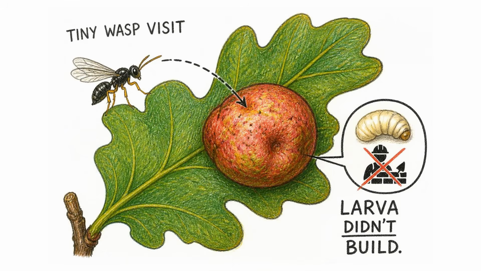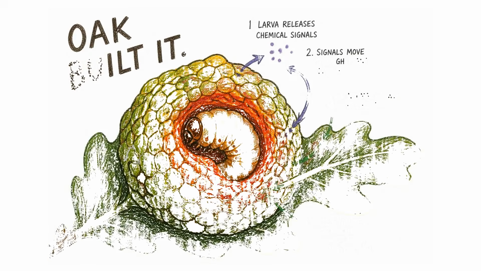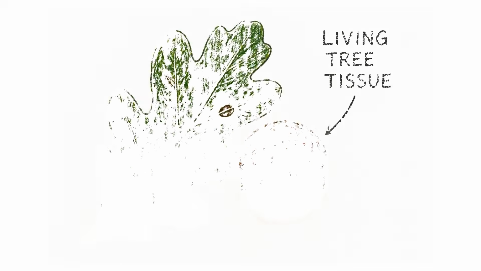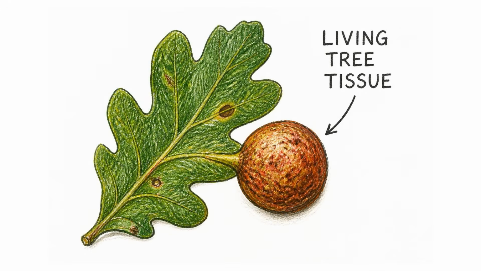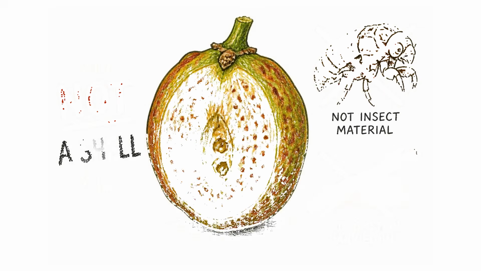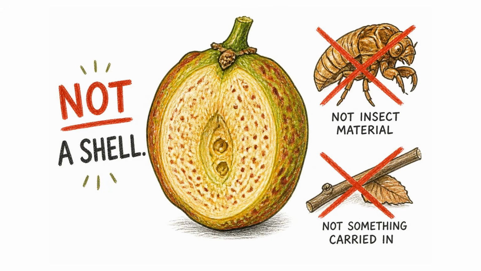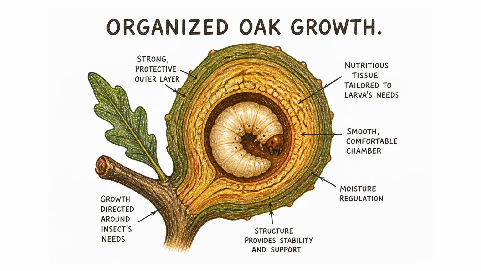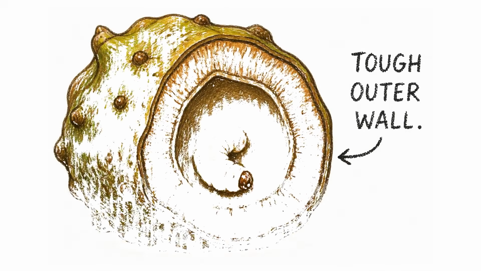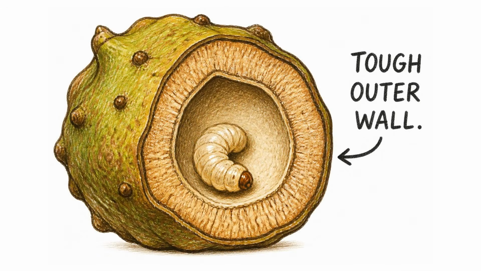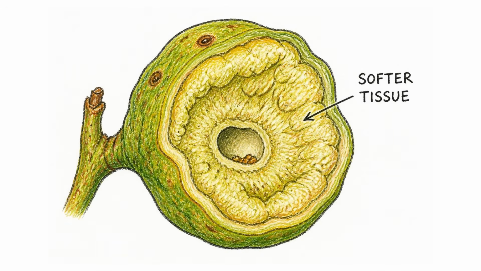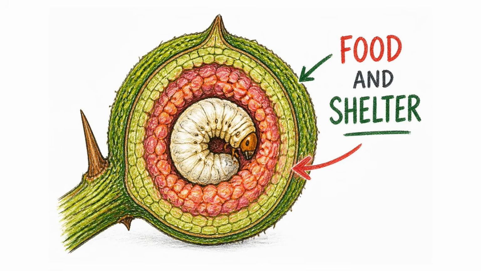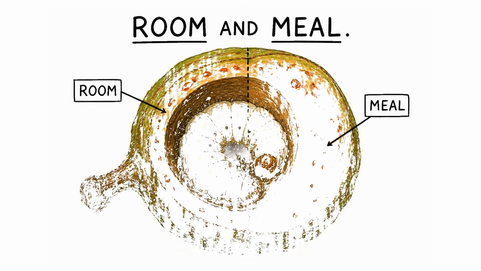The larva did not build the gall. The oak built it, cell by cell, after its normal development was chemically redirected. That means the ball is made from the tree's own living tissue. It is not insect material. It is not a shell carried in from elsewhere. It is organized oak growth, shaped around the needs of the insect inside. The outer wall can be tougher, like a barrier. Deeper in, the tissue may be softer and richer, a food supply made by the same structure that protects the larva. The gall is not just a room.